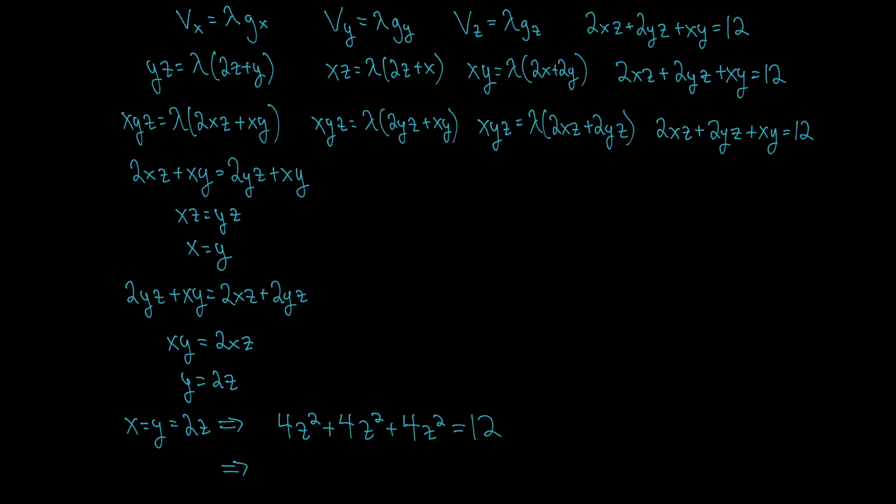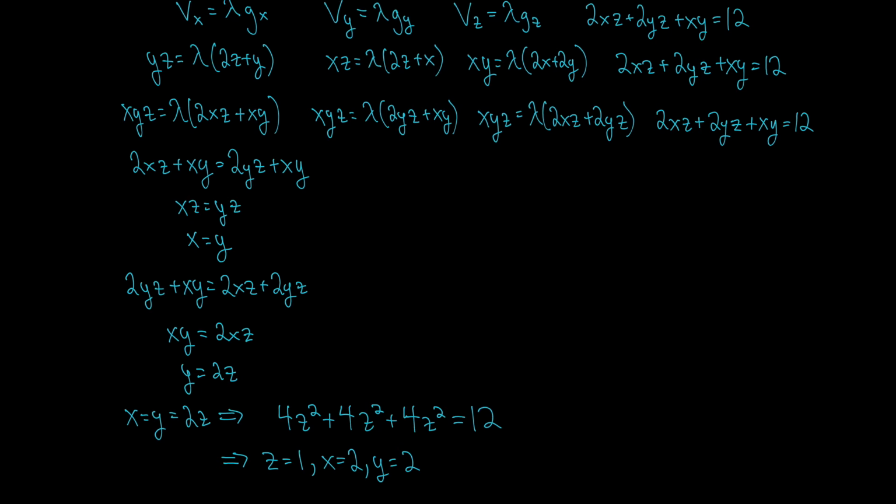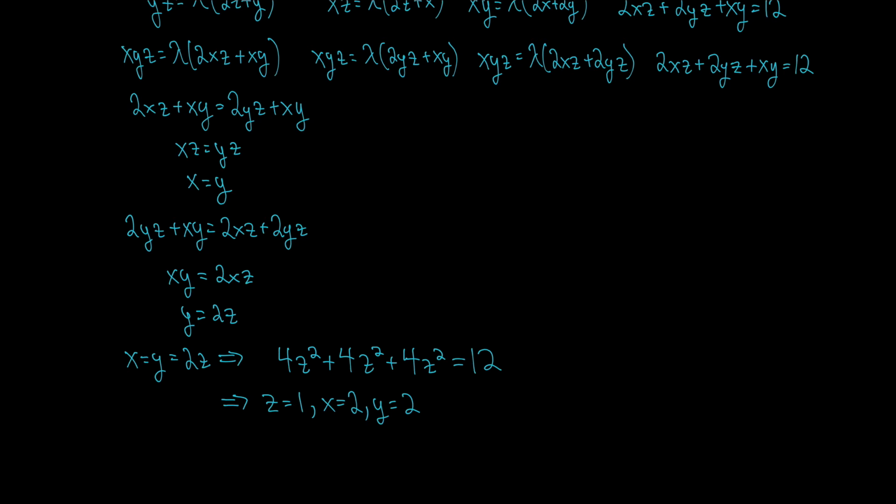So that means that 4 plus 4 is 8, plus 4 is 12, so 12z squared equals 12. So z is plus or minus 1, but z can't be negative because it's the dimension of a box, so z must be 1. And then x and y are 2z, so x is 2 and y is 2. And those are the same dimensions as we saw in section 14.7.6. So the maximum volume is just V equals 1 times 2 times 2, which is 4 cubic meters.